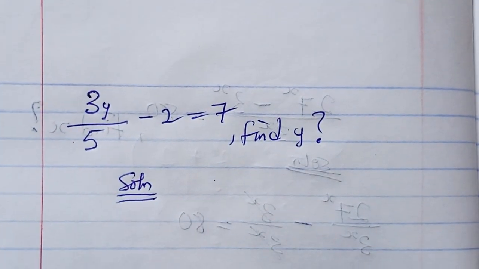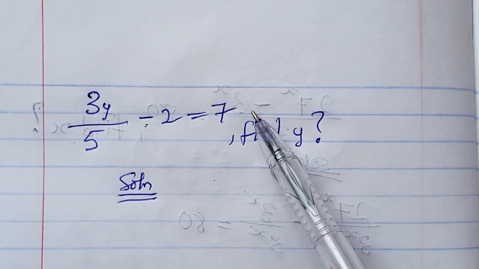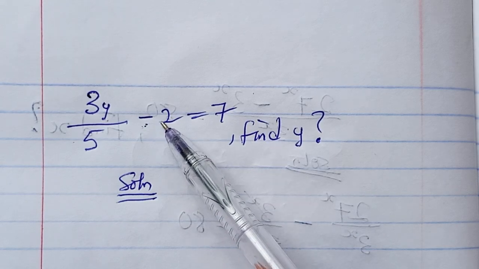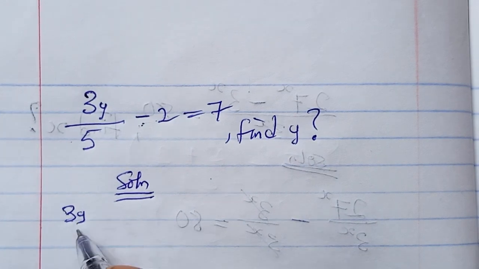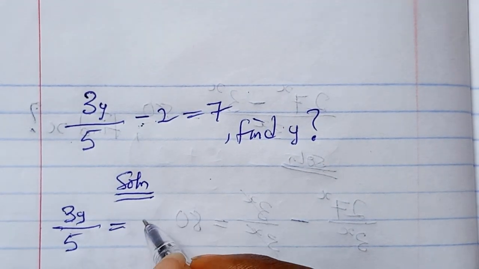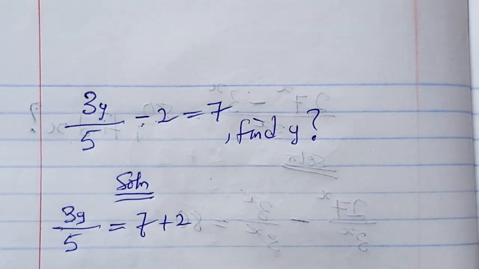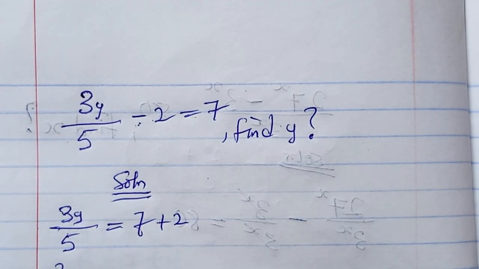Solution. First of all, we are going to move this minus 2 to the right side, and if we move minus 2 to the right side, here it will become plus 2. So we have 3y over 5, which is equal to 7 plus 2. Now 7 plus 2 is going to give us 9.